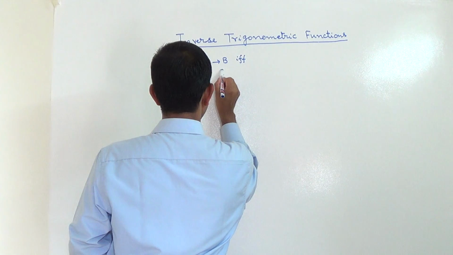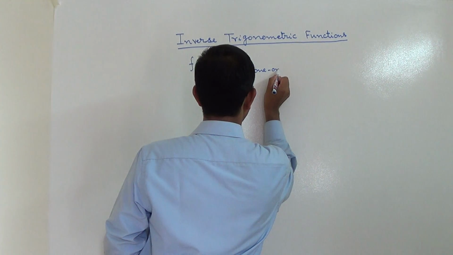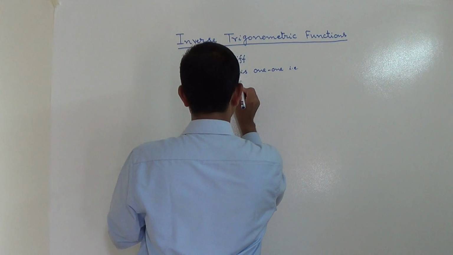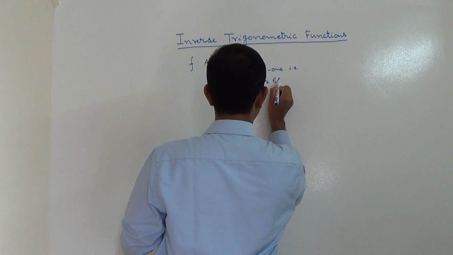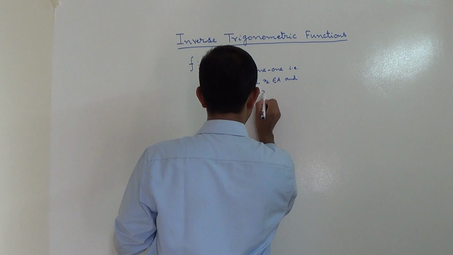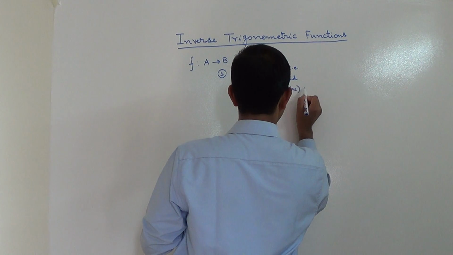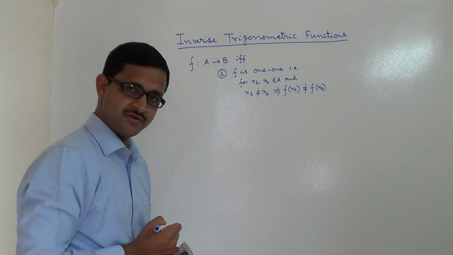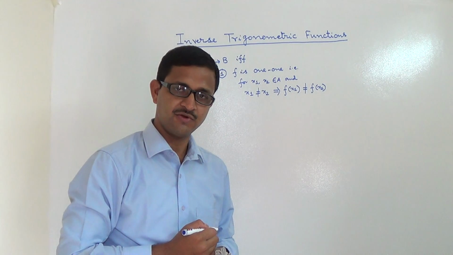f is 1-1. That means, for x1, x2 belonging to A, and x1 not equal to x2 implies f(x1) is not equal to f(x2). That is the definition of a 1-1 function.